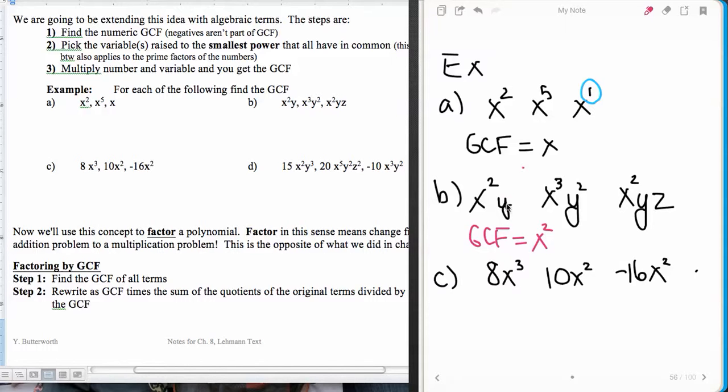Now we investigate the y's. There's a first power, a second power, and a first power. So the lowest power is a first power, so y. We can take a y out of every single term.